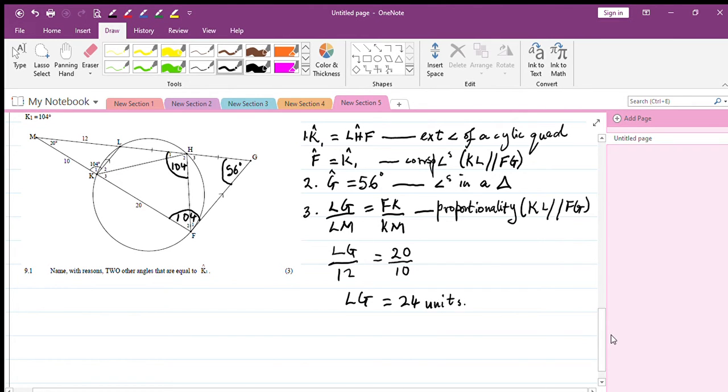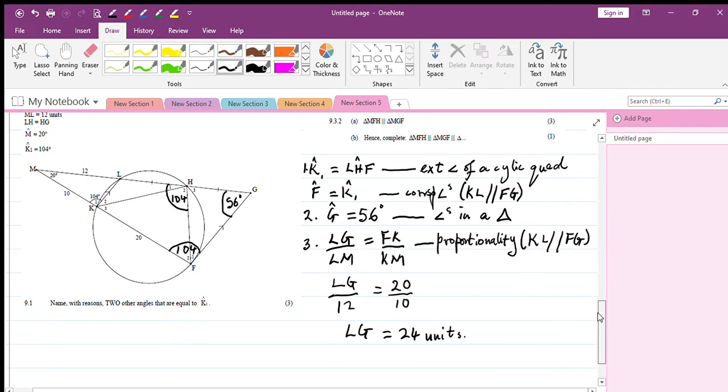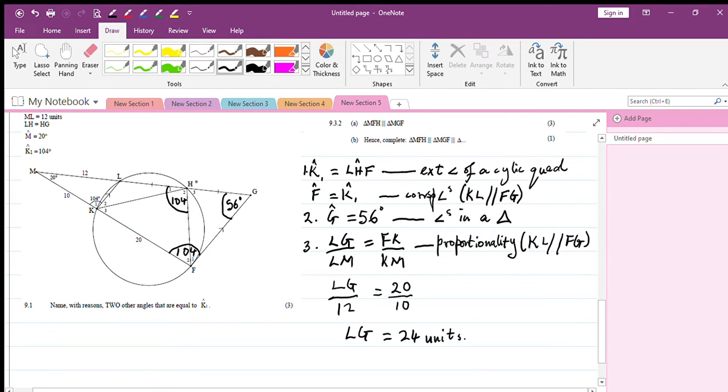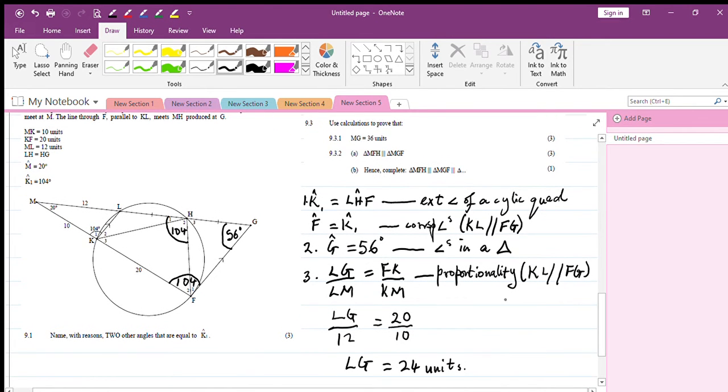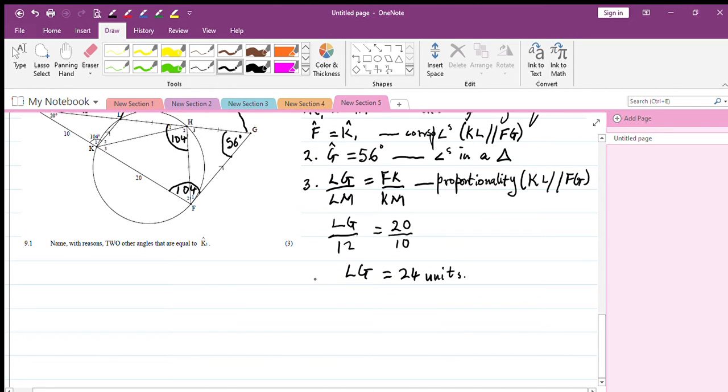But that's not what the question asks us to calculate. We were asked to calculate the length of MG. So MG is a whole length. We already know that this length is 24. So therefore it makes MG equal to 12 plus 24, which is equal to 36.